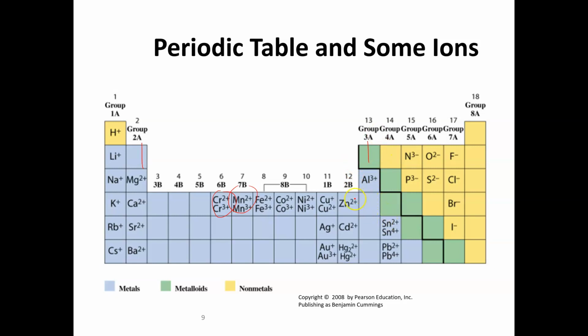You need to know that zinc is always a positive 2, silver is always a positive 1, and cadmium is always a positive 2. For these, there are no Roman numerals, so you're expected to know. Easy way to remember it, Zach.